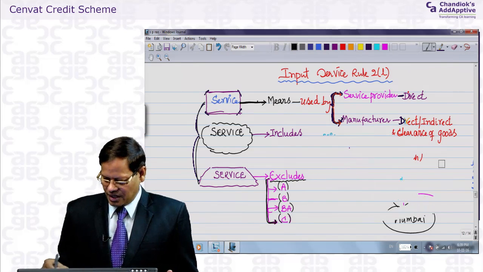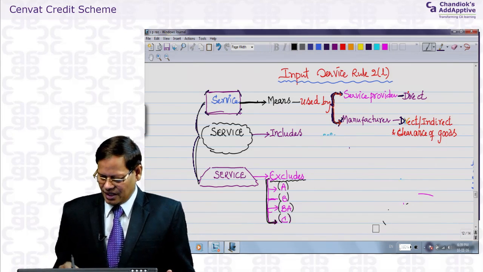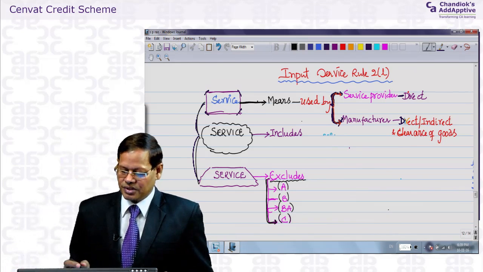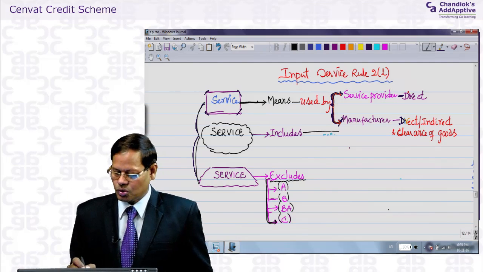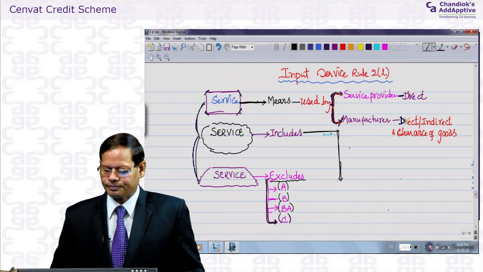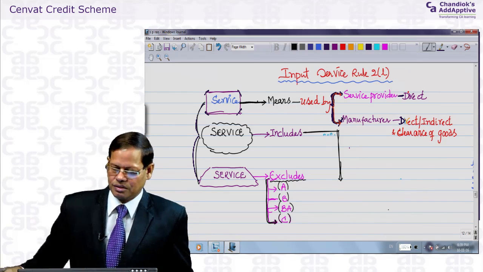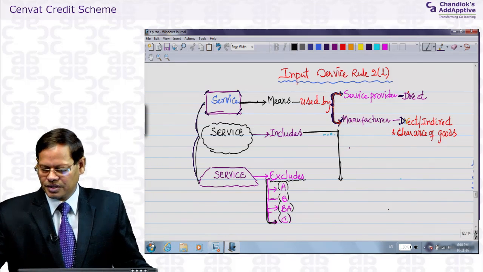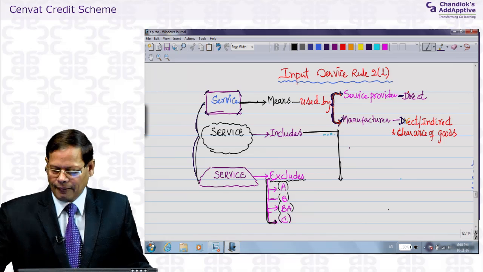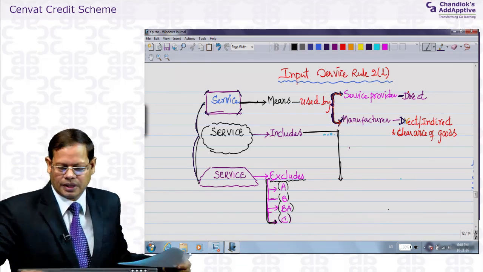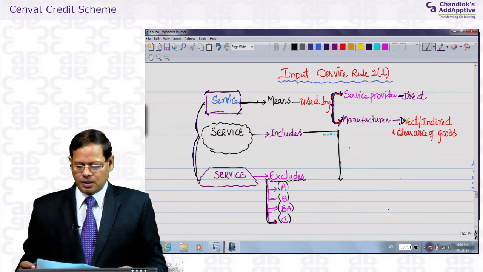Now, the question is, there is a lengthy, inexhaustive list of services which they say service includes. So, service includes what? There is a list, I can only read it out because it is a big list. Let me read it out for your benefit.